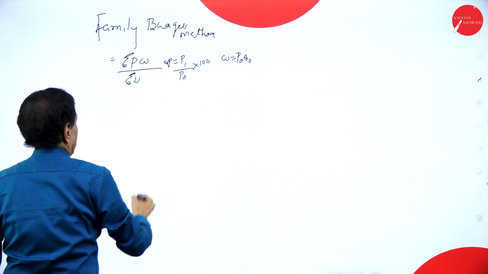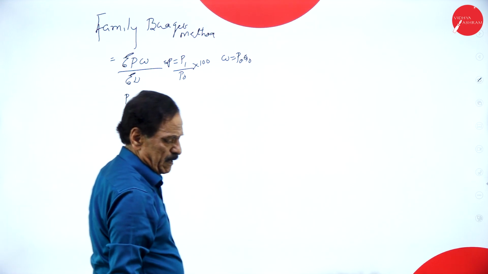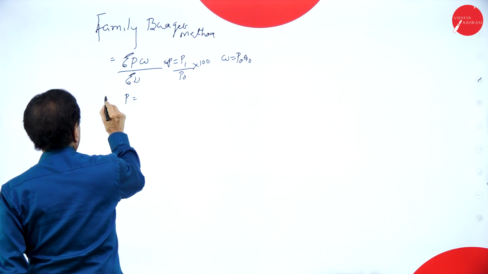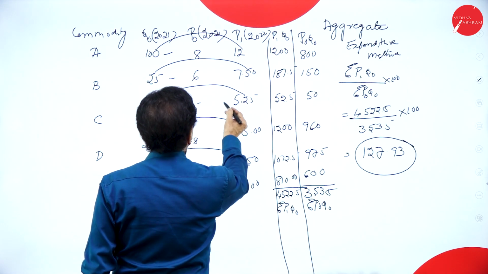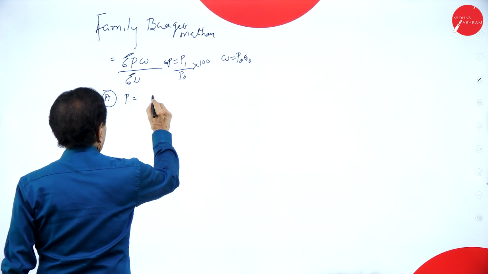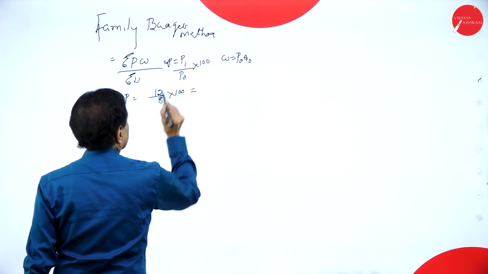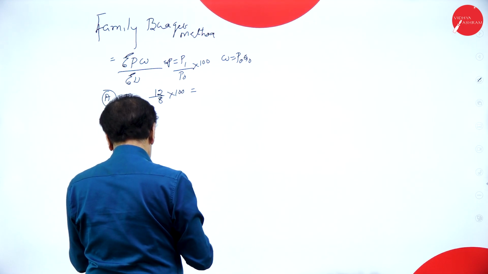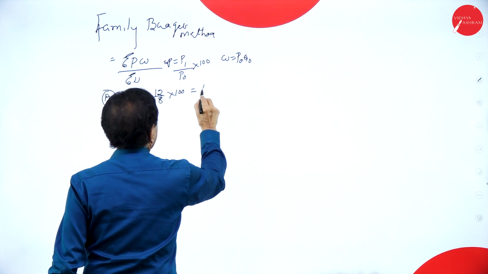You have to find out the P now. P is equal to, first one, A. Your P1 is 12 divided by 8 into 100. 12 divided by 8 into 100 is 150.